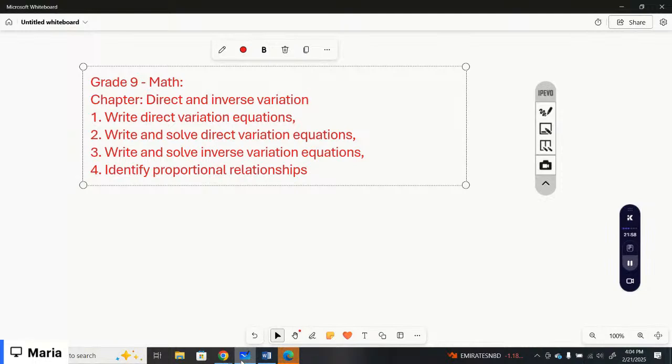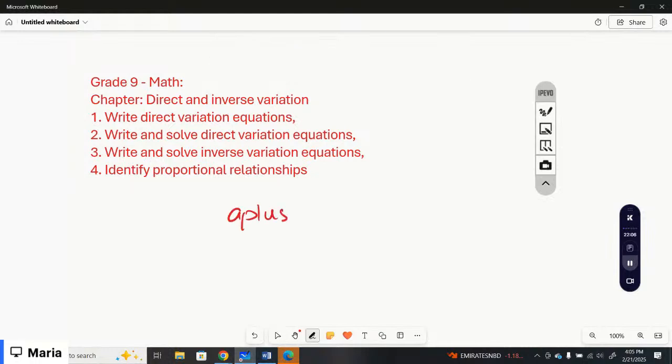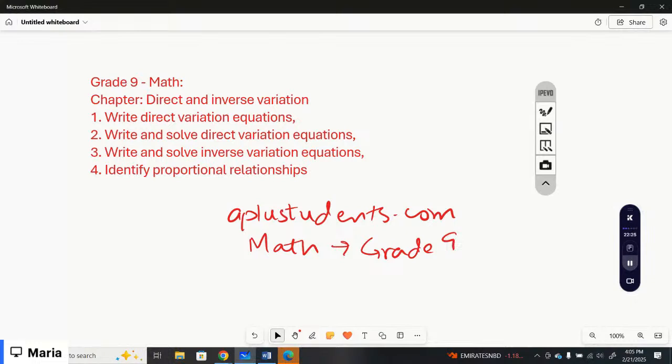We are here for grade 9 math. You can find all the lessons on aplusstudents.com. You have to log in there using your email address and password as provided by the administrator. Then you have to select math from the subject tab. Scroll down to grade 9 math and then click on view all lessons. There you can find the list of the chapters.